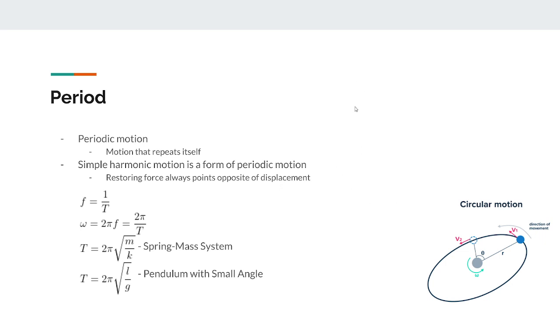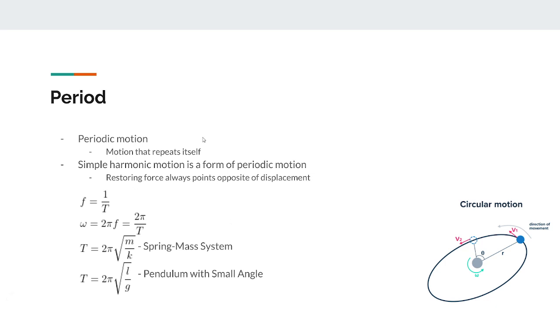So as we can see with the spring, we could tell that our restoring force is always going to be pointing the opposite direction of whatever direction it's moving in. So this is very different from other forms of periodic motion, such as circular motion. This restoring force is not always going to be pointing opposite of displacement. In fact, I don't think it will. And so we have that our frequency, these are just a few equations that are nice to know.